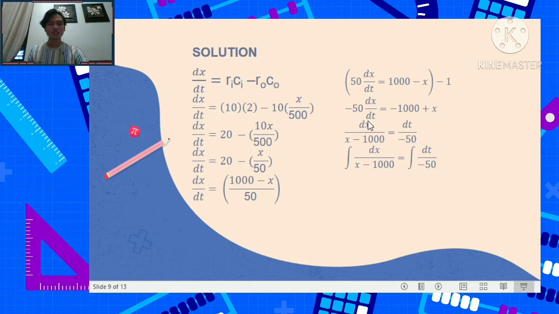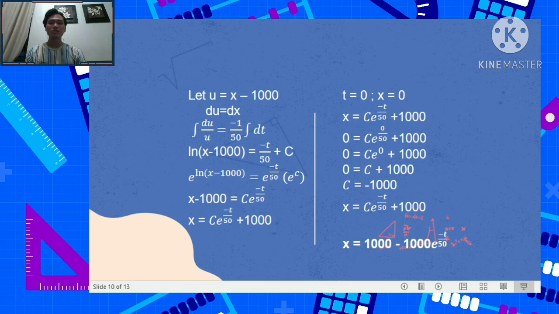And then apply variable separable. After that, we will integrate. Let u is equal to x minus 1000. Then du is equal to dx. Integrate du over u is equal to negative 1 over 50. And lalabas yung constant. And integrate dt. And we will have ln of x minus 1000 is equal to negative t over 50 plus c. And we will have to cancel out ln.